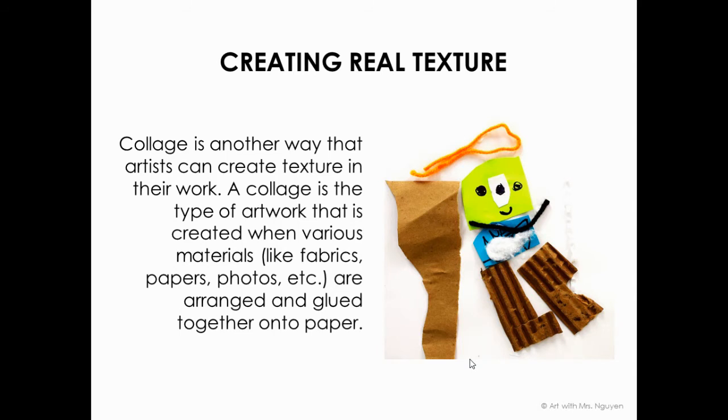Creating real texture can be done through art processes like collage. A collage is the type of artwork that is created when various materials, you can see here on the right, looks like cardboard and yarn and paper and a pipe cleaner. So actual materials are arranged and glued together onto a paper. They don't necessarily have to be just on a paper. If you visit the library, you can see a series of painted canvases that Art Club added kind of like a garden to using all sorts of different textured materials.